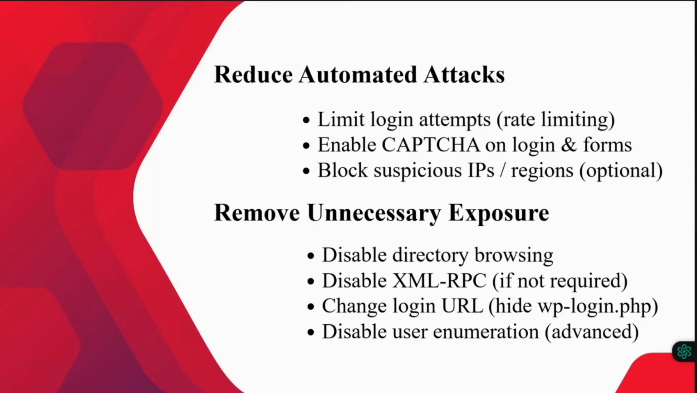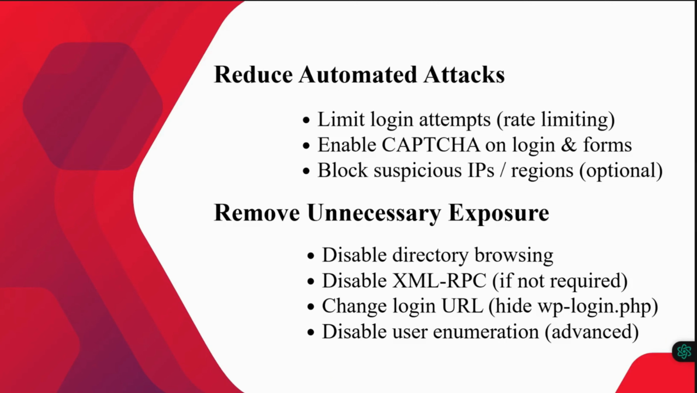Reduce automated attacks. First, limit login attempts, which is rate limiting. By default, WordPress allows unlimited login attempts. That is a gift to brute force attack bots and attackers. A bot can try thousands of password combinations continuously. Even a strong password becomes a risk if attackers are allowed infinite tries. Limit login attempts adds rate limiting. After multiple failures, the IP is temporarily blocked. Attack speed reduces dramatically, and brute force becomes inefficient.